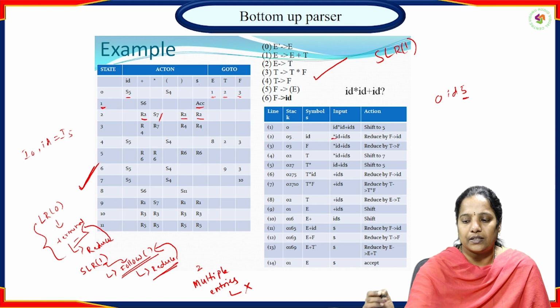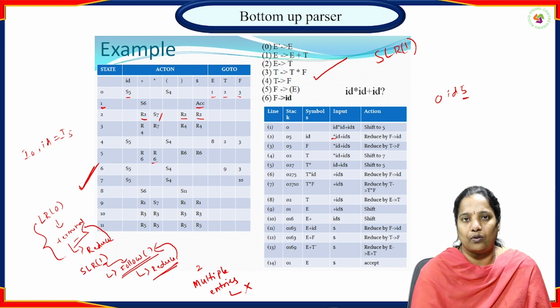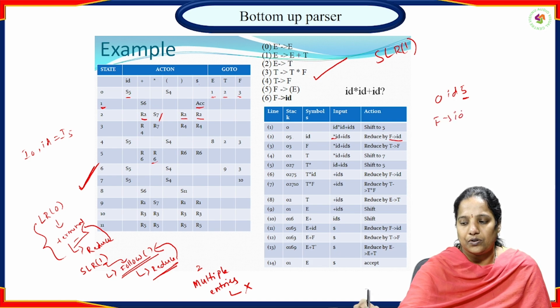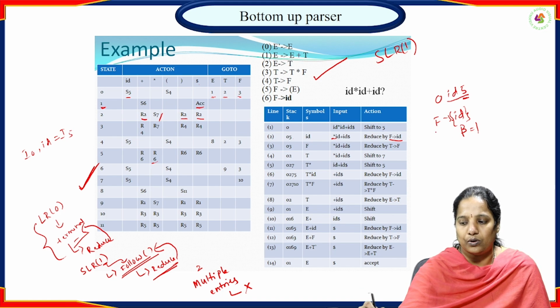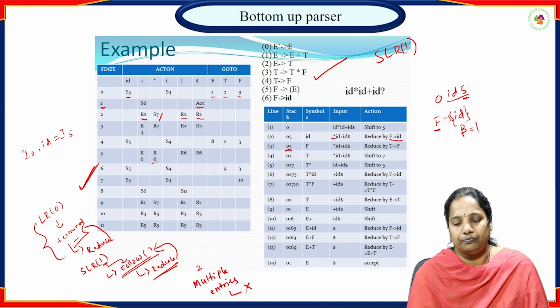Next, current top of the stack is 5 and current input symbol is star. Then 5 on star, we are having reduce followed by 6. Then the 6th production we need to reduce. What is the 6th production? F tends to ID. This is your beta, and beta length is 1. 2 into beta symbols will be popped off from the stack, nothing but 2 symbols, ID 5 will be popped off. Then left hand side non-terminal is F. 0 on F, 3 will be pushed. Next we need to verify 3 on star.